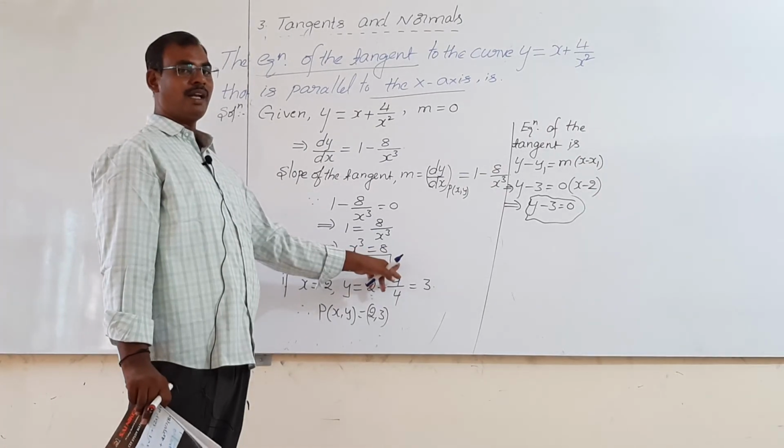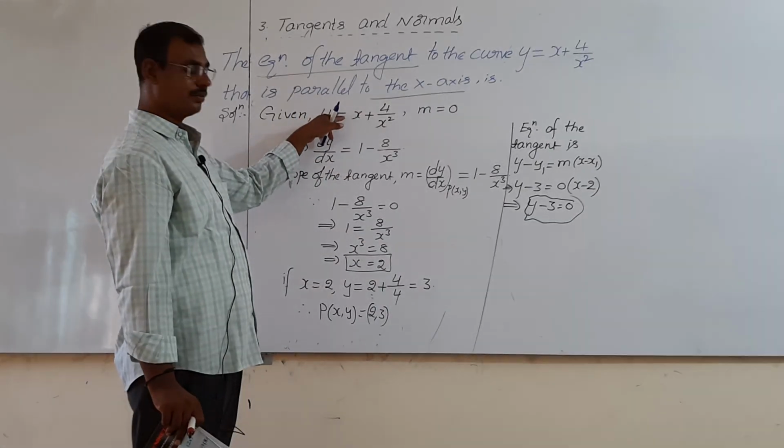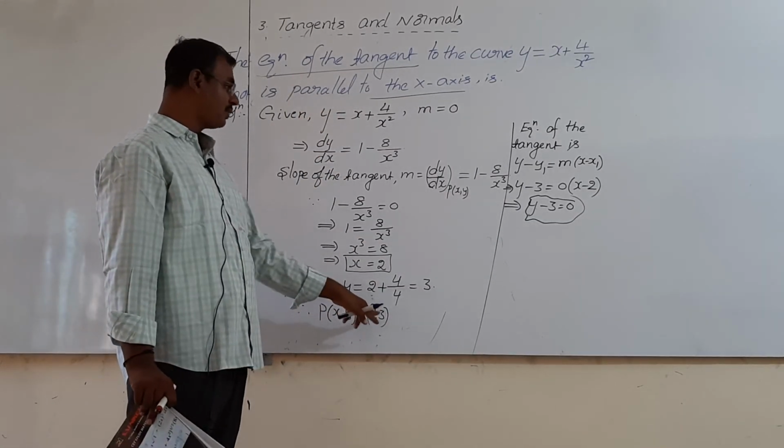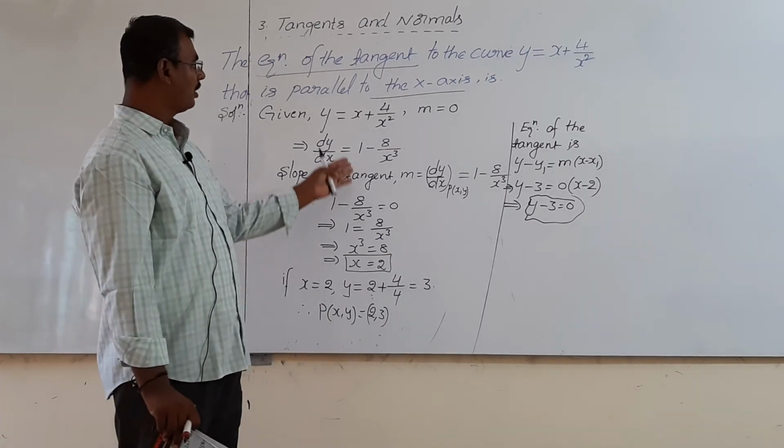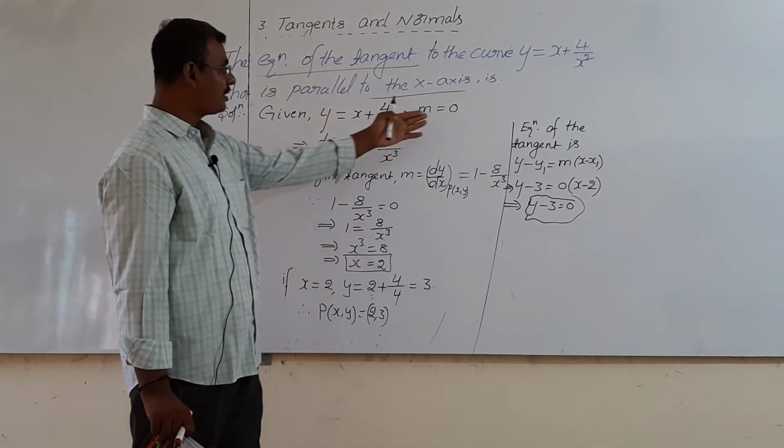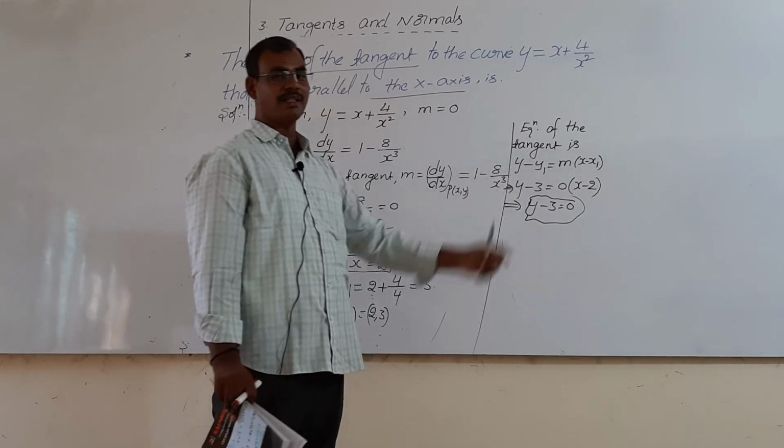How to find the y value? From the given curve. So we got the point 2 comma 3. Now we have its slope and a point, so we can easily find the equation of the tangent.